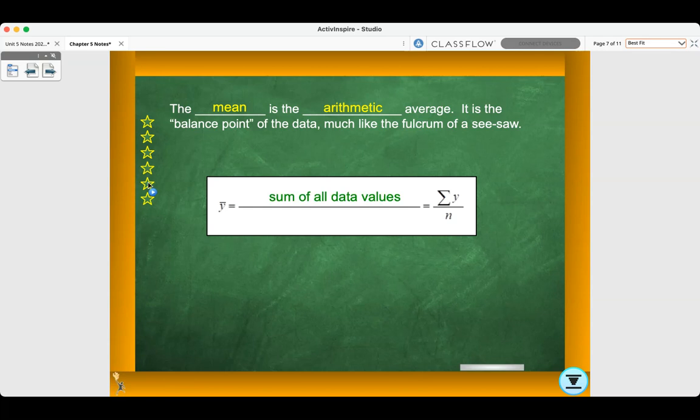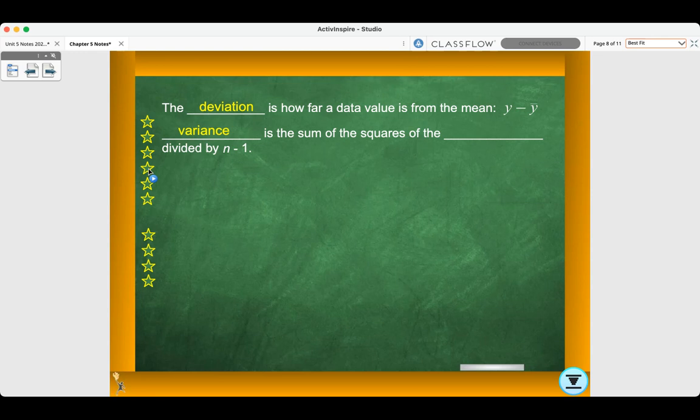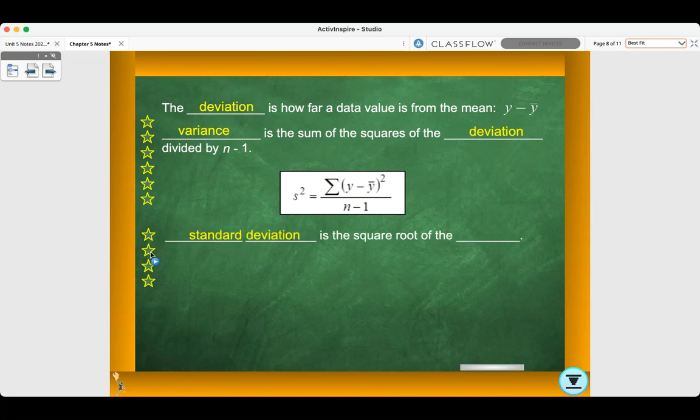Y bar is the sum of all data values divided by the number of data values. The deviation is how far the data value is from the mean, y minus y bar. Variance is the sum of the squares of the deviation divided by n minus 1. Standard deviation is the square root of the variance.